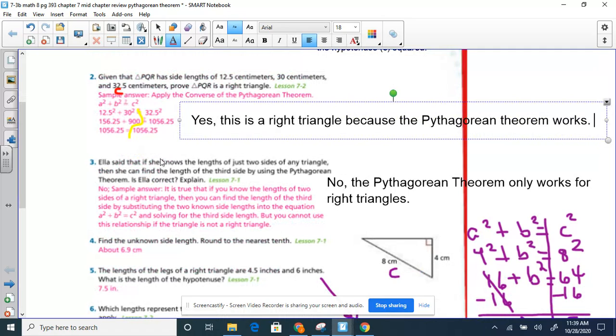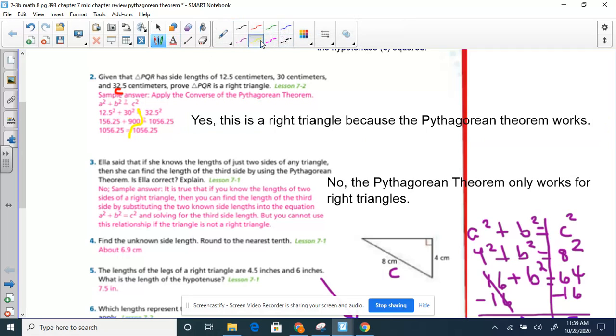Number 3, if she knows the lengths of two sides of any triangle, she says she can find the length of the third side by using the Pythagorean theorem. Is she correct? The key word right here is any triangle. And the answer is no. Pythagorean theorem only works for right triangles.